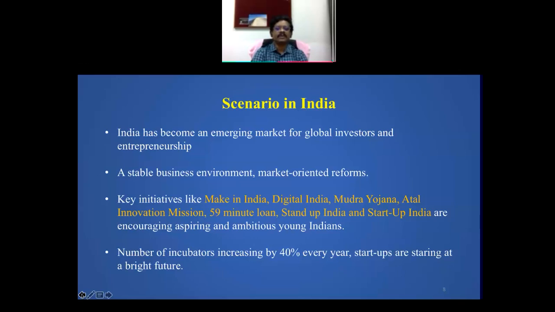At the same time, the number of incubators is increasing by 40% every year, and startups are looking at a bright future. This is another indication. Institutions like IIMs, IITs, NITs, universities and institutions like yours have incubation centers and labs, and many businesses are born in labs. Your lab, as the principal madam mentioned in the beginning, can become a birthplace for many business ventures, a think tank. You can spend time in your lab, focus on your ideas with an entrepreneurial mindset, and develop your own business model using your labs and incubation centers.